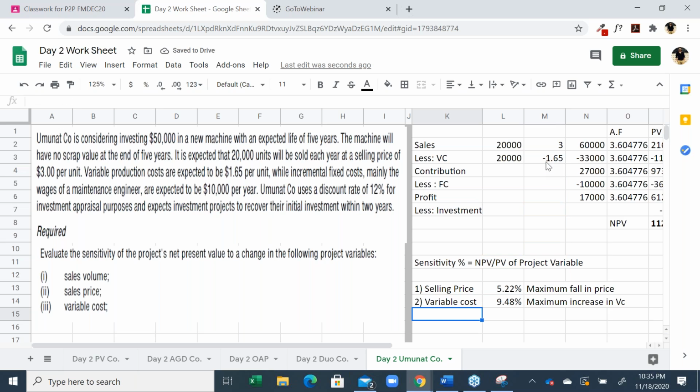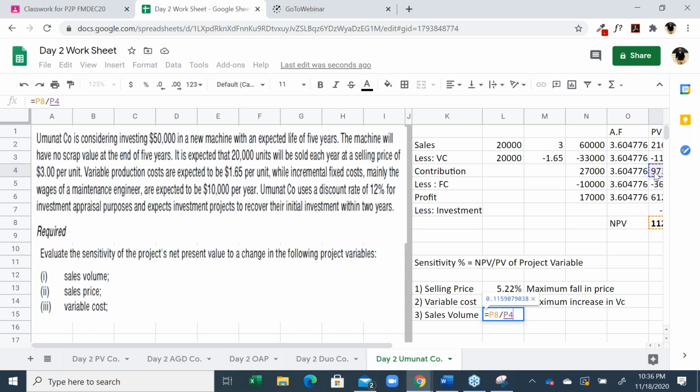Now let's check it with sales volume. But you know that if sales volume falls, it will not only affect your revenue, it will also affect your variable cost as well. Therefore, we should always pick up the contribution figure for checking the sensitivity with the sales volume. So we'll pick the NPV like we did earlier, but we will divide it by the present value of the contribution figure.